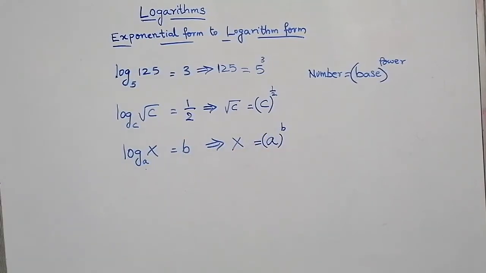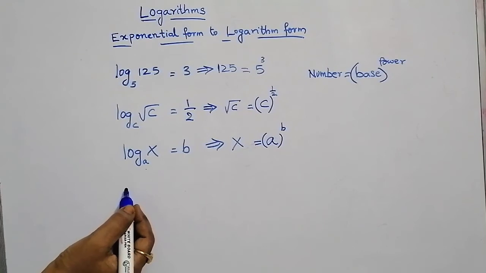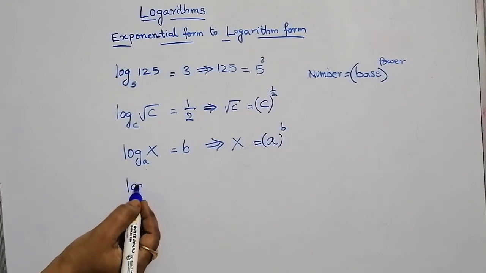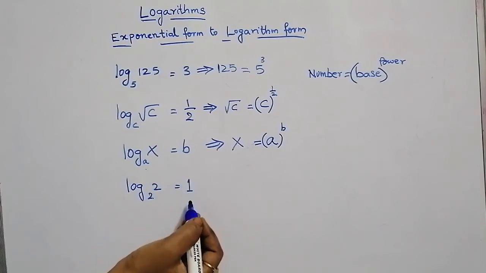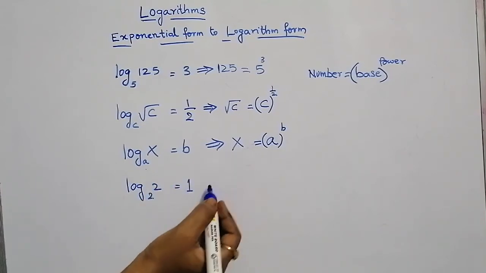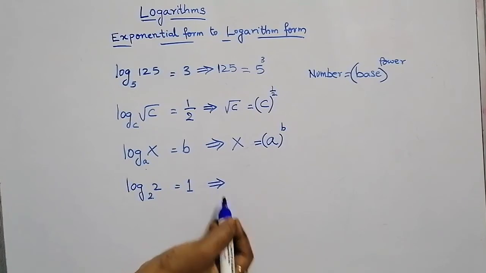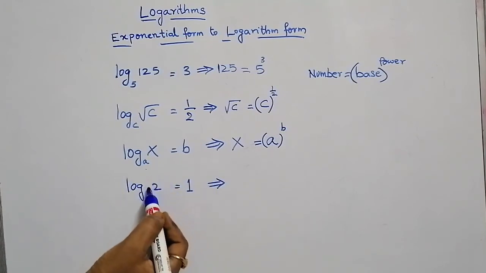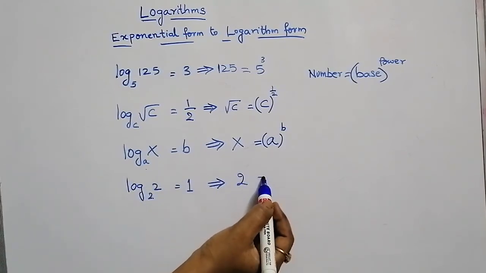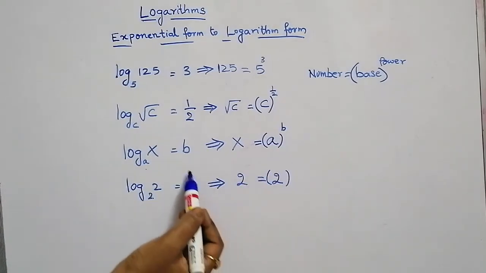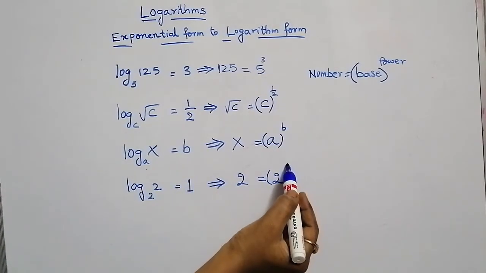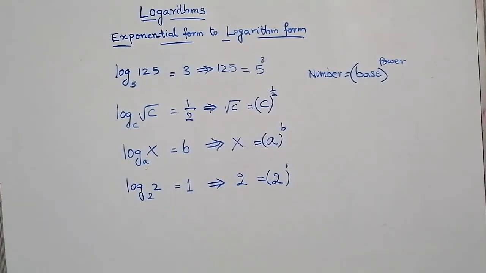Just completed. Now let us take another example. Log of 2 to the base 2 is equal to 1. Now this is the logarithmic form. Now convert it into exponential form. What is our number here? 2. 2 is equal to, what is our base? Our base is 2. Next, the power. What is our power? It is on the right side, so write power 1. Over.